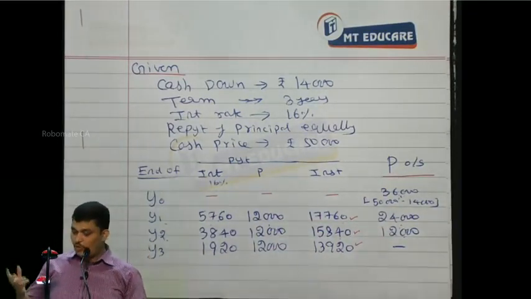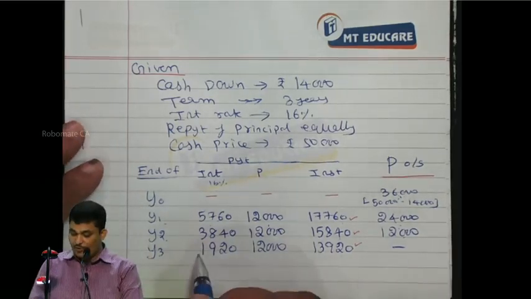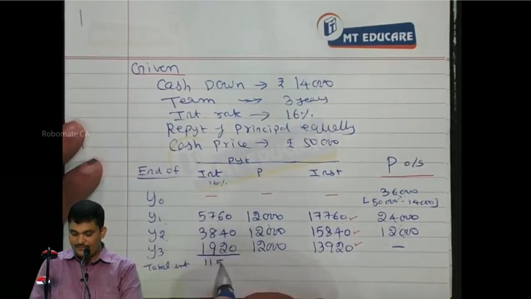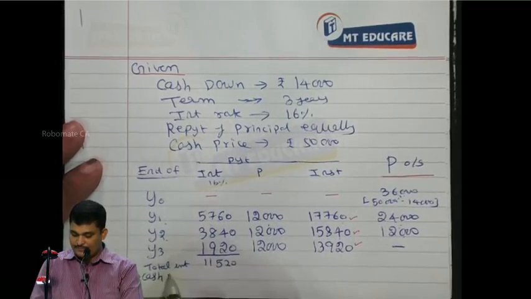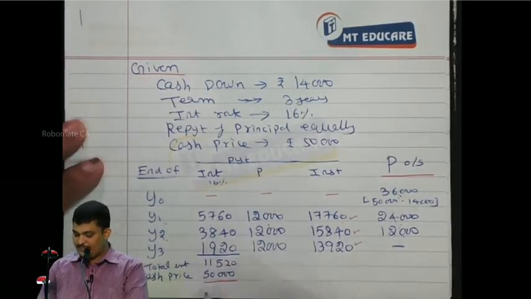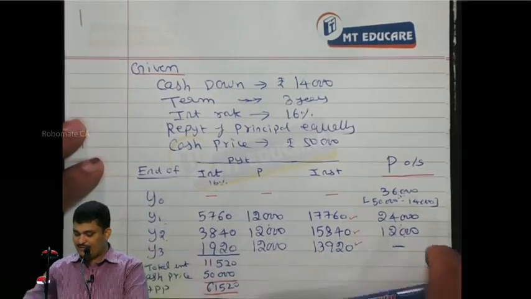Hire purchase price. There are two ways to express. It is cash price plus interest. I can total this interest. Can you total the interest? 11,000 plus cash price. What is cash price? 50,000. Thereby it is 61,520. What price? Hire purchase price. Understood?